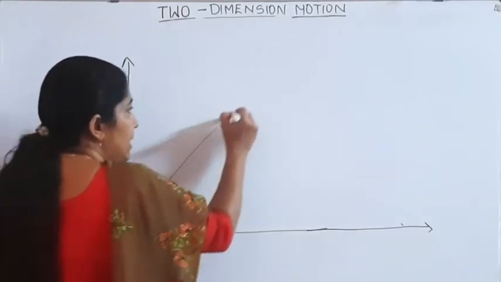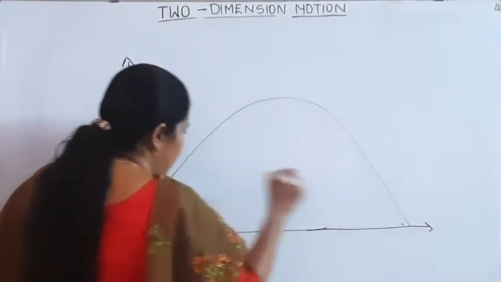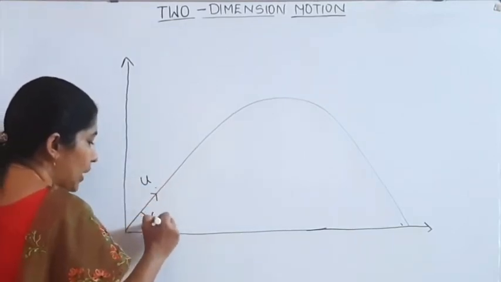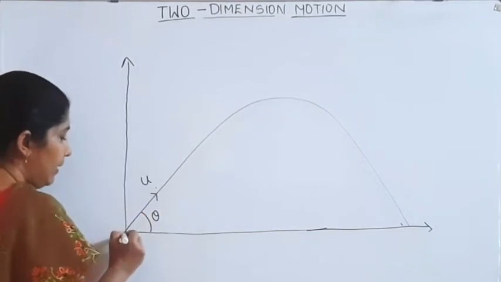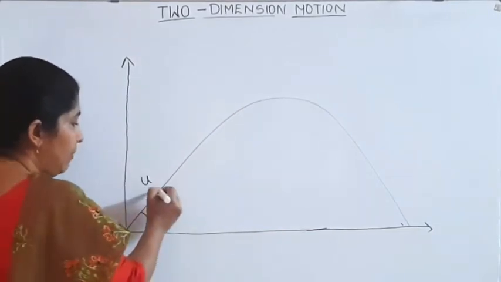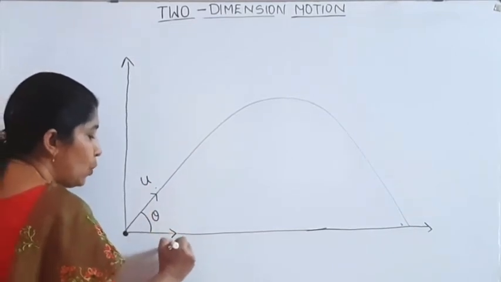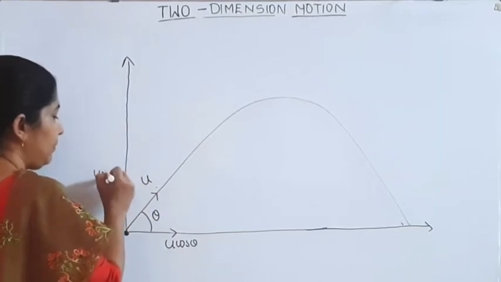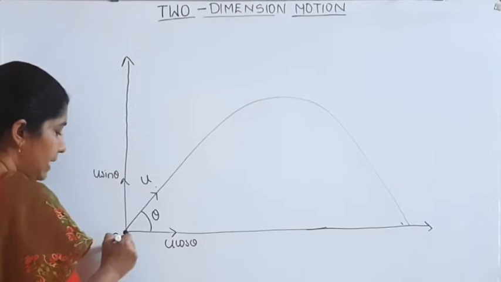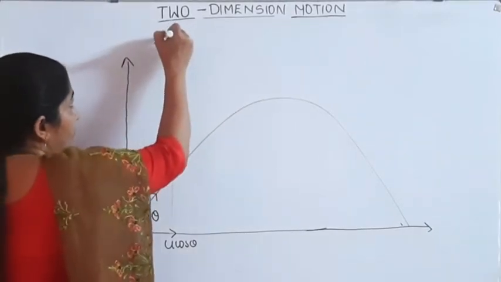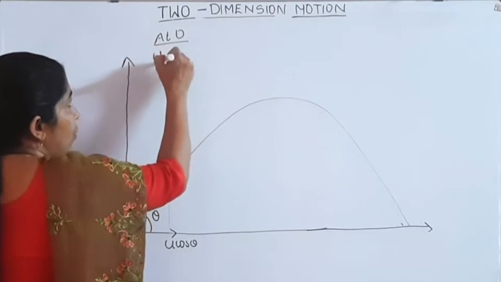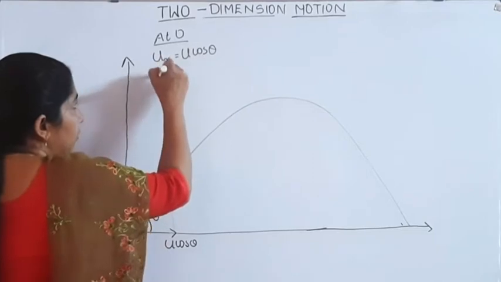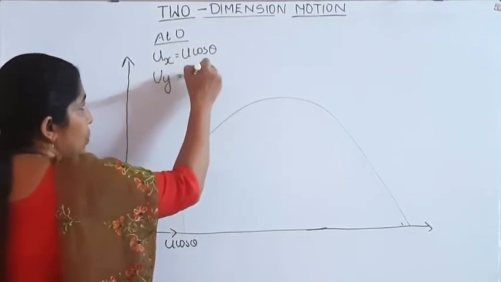If u is the initial velocity of the projectile and the projectile is projected at an angle theta with the horizontal, then this initial velocity can be resolved into two components, u cos theta and u sin theta. Then at this point O, what about the horizontal velocity? Horizontal velocity ux is equal to u cos theta. And the vertical velocity is equal to u sin theta.